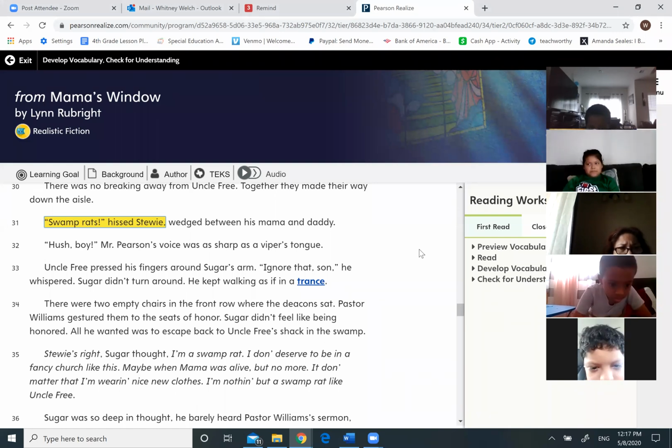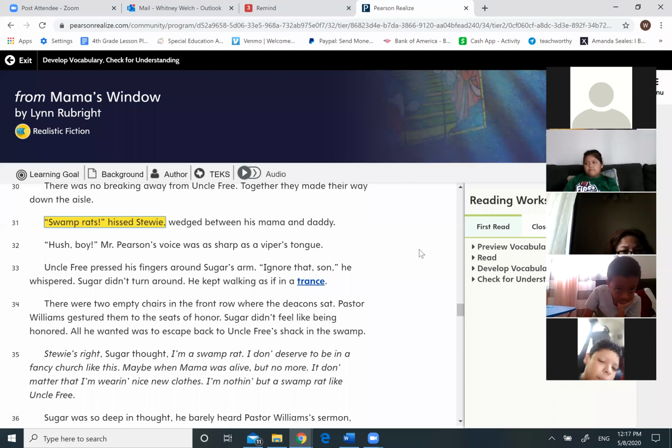I think Stewie meant that swamp rats means someone that lives near a swamp. Yeah, so he's referring to someone that lives in a swamp. But James Earl notice, mean, which is James Earl and his uncle, Uncle Free. So I heard somebody say they said that to be mean. You are right. He did say that to be mean to them. To bully. Yes, so that was him trying to bully Sugar.